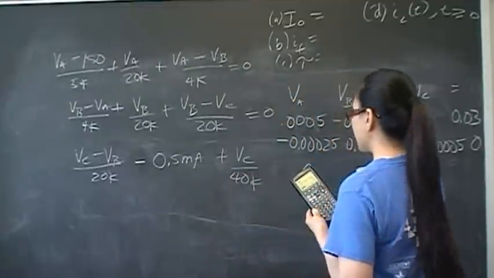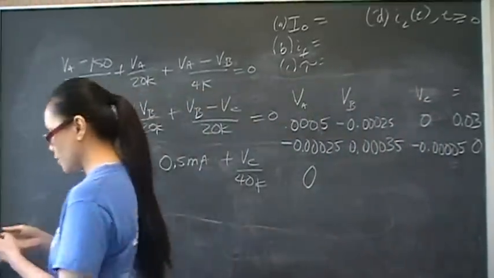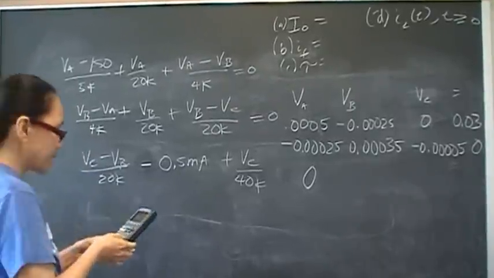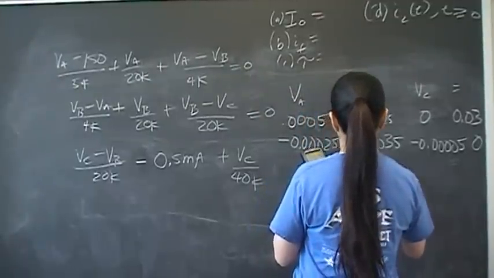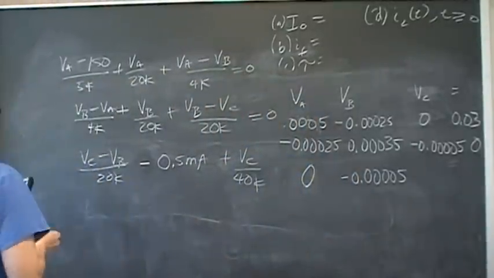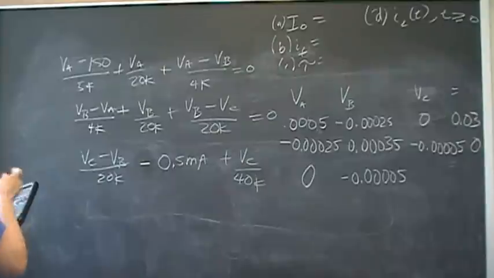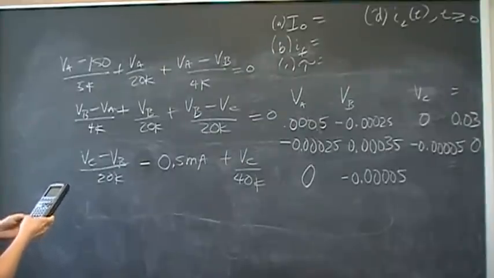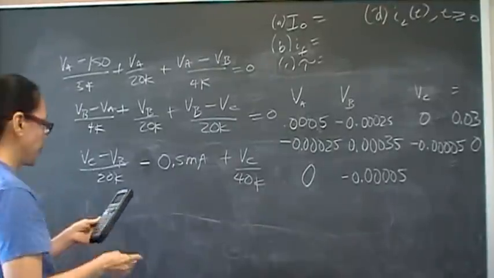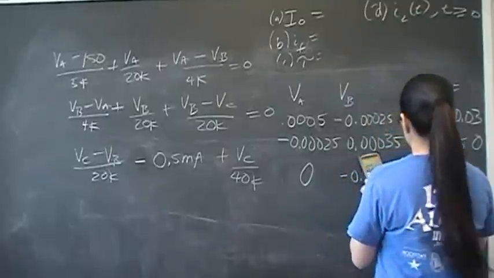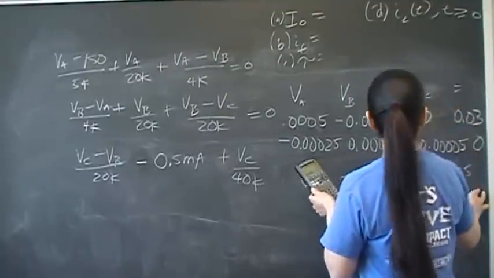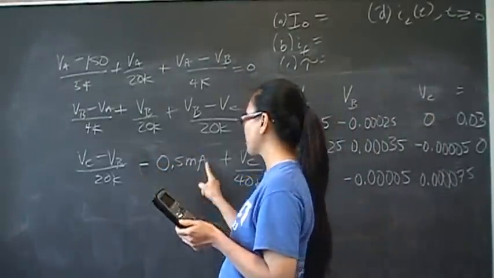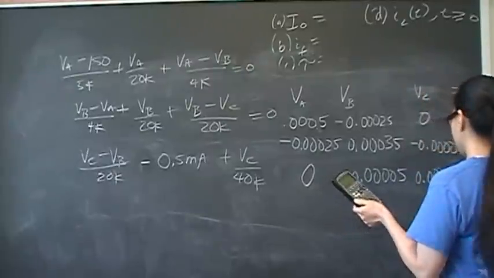And then for VB, I have negative 1 over 20K. So negative 1 divided by 20K is going to give me negative 0.00005. And then for my VC, I have 1 divided by 20K plus 1 divided by 40K, which gives me 0.000075. And then on the other side, this 0.5 milliamp will come on the other side as a positive 0.05.